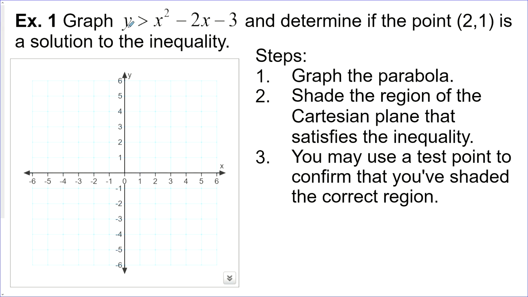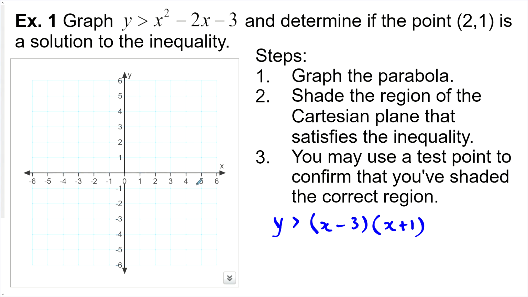Example 1, we want to graph y is greater than x squared minus 2x minus 3 and determine if the point (2, 1) is a solution. So first we'll graph this. We can factor x squared minus 2x minus 3 and find the x-intercepts to help us graph it.